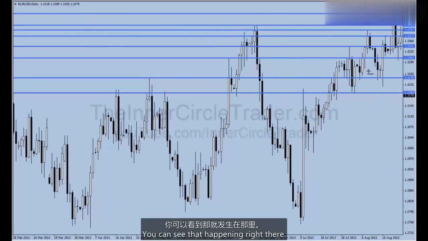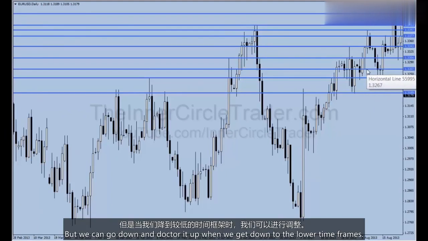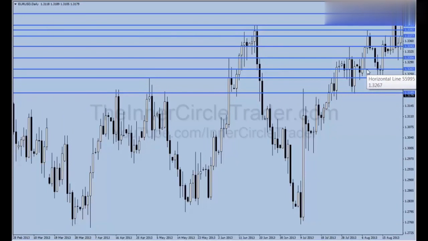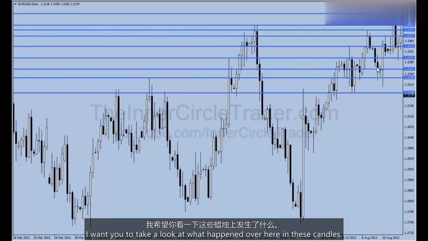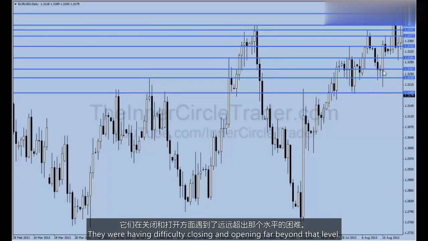Okay, you can see that happening right there. Now I'm eyeballing it, true, but we can go down and doctor it up when we get down to the lower time frames. But here's what I want, just by clicking that like I did here, I want you to take a look at what happened over here in these candles. See the bodies, they were having difficulty closing and opening far beyond that level.